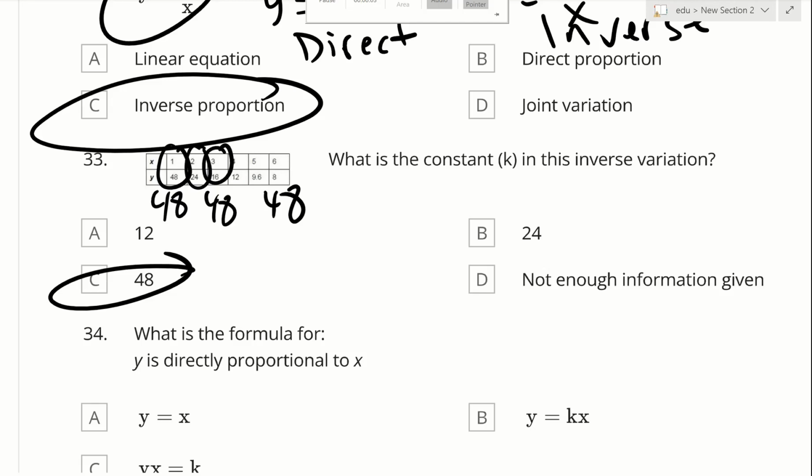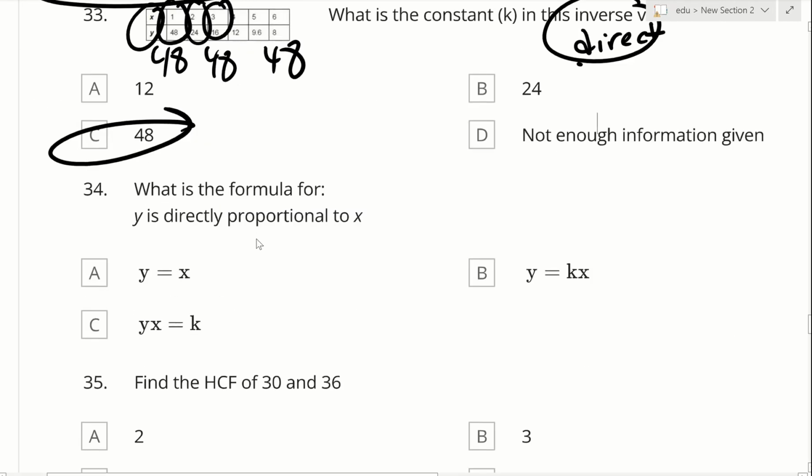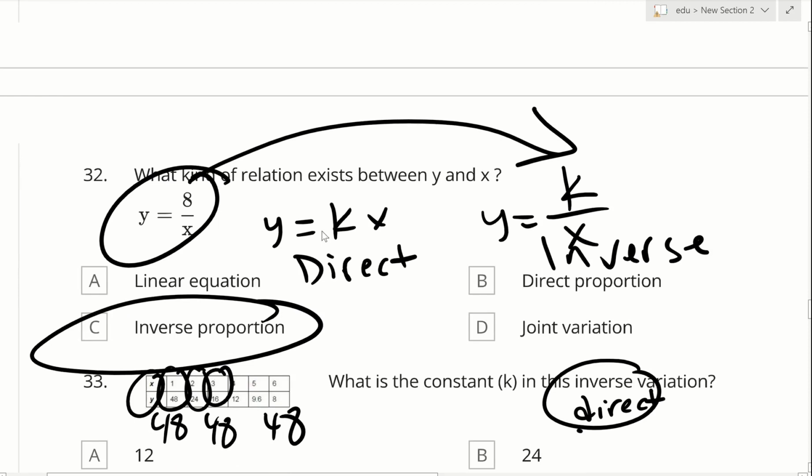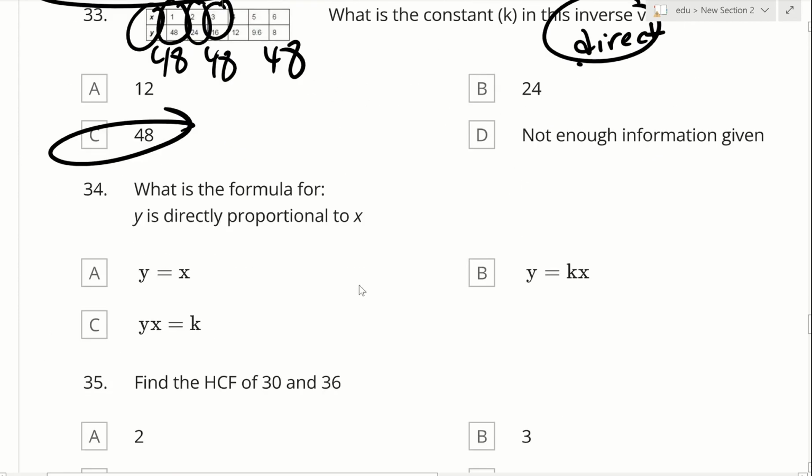Okay. And if it said direct variation, you would have to divide the y by the x. So next one, what is the formula for y is directly proportional to x? So remember what I said over here. Y equals k times x is my answer.